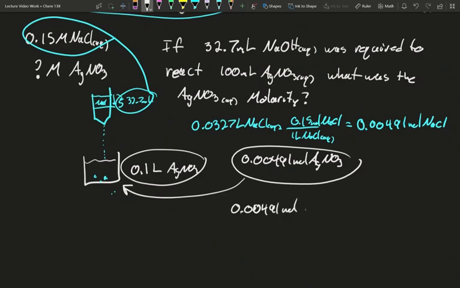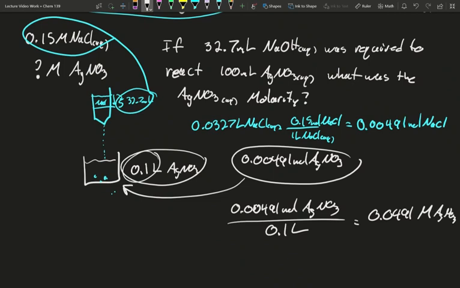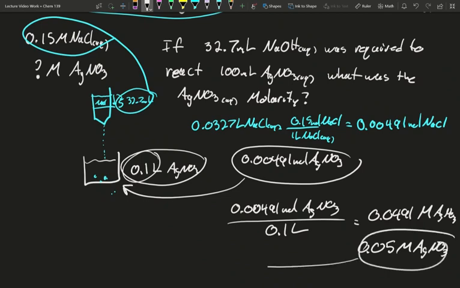So we have our actual moles and our actual volume for silver nitrate, 0.00491 mole of silver nitrate over 0.1 liters. So 0.0491 molar silver nitrate. Realistically, our volumes are a little low on sig figs, so 0.05 molar silver nitrate. We can find what the molarity for this silver nitrate is at this actual time. For this bottle that we have, what is the actual silver nitrate that's present in it?